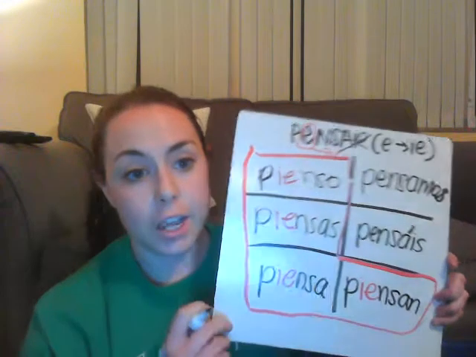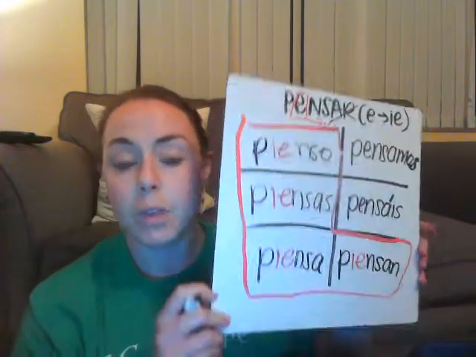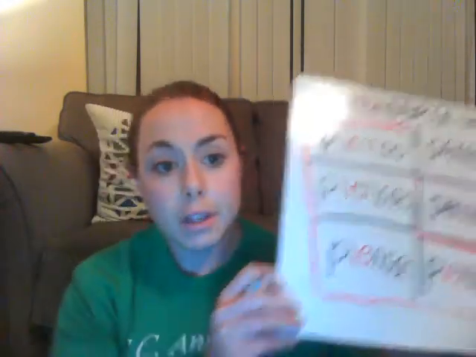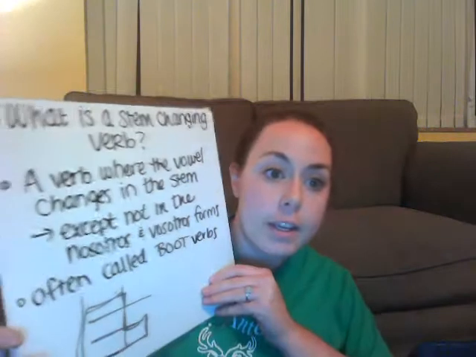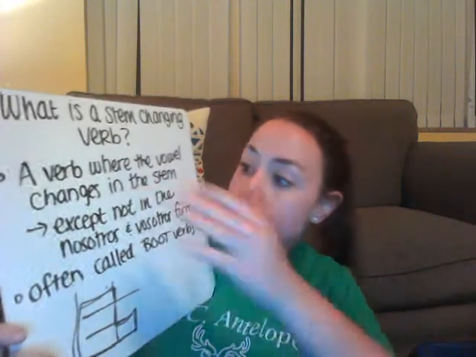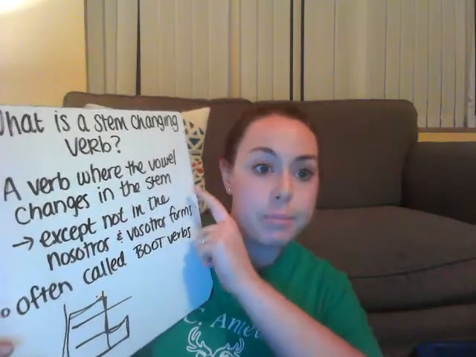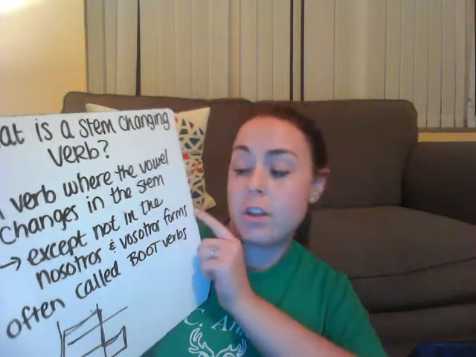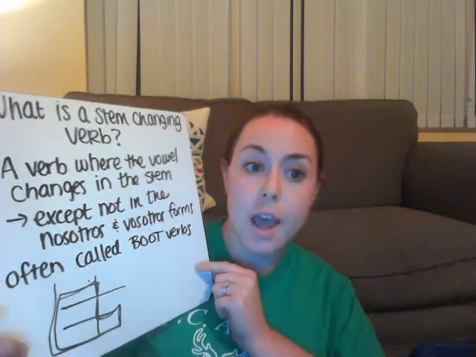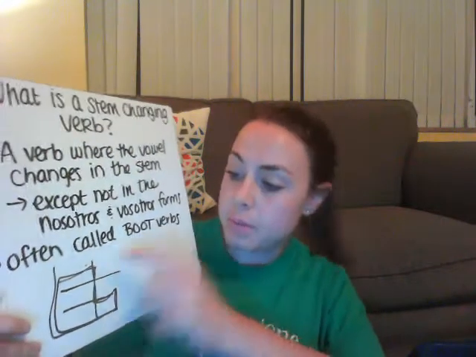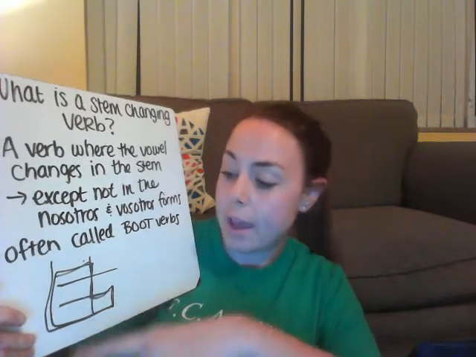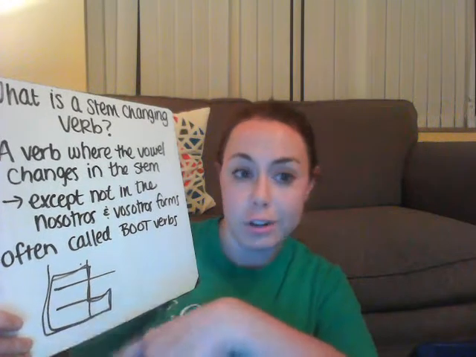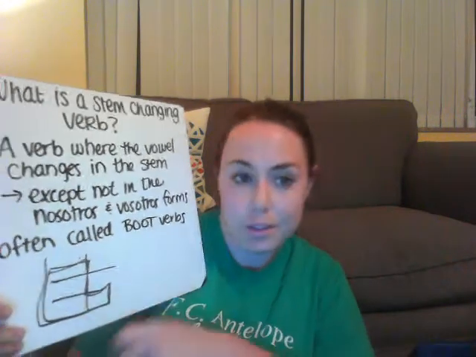So that's how I conjugate a stem changing verb. And just to review the things that we talked about for conjugating this verb, there's a couple things for stem changers that we need to know. It's a verb where the vowel changes in the stem. That means we don't have a change in the nosotros and vosotros forms. A lot of times these are called boot verbs because of the way that the irregular forms look. It looks like a boot.